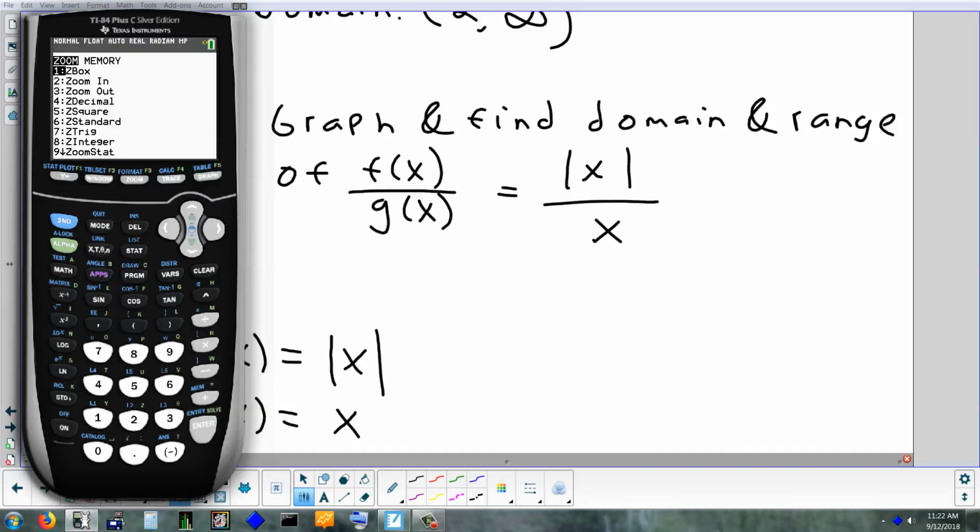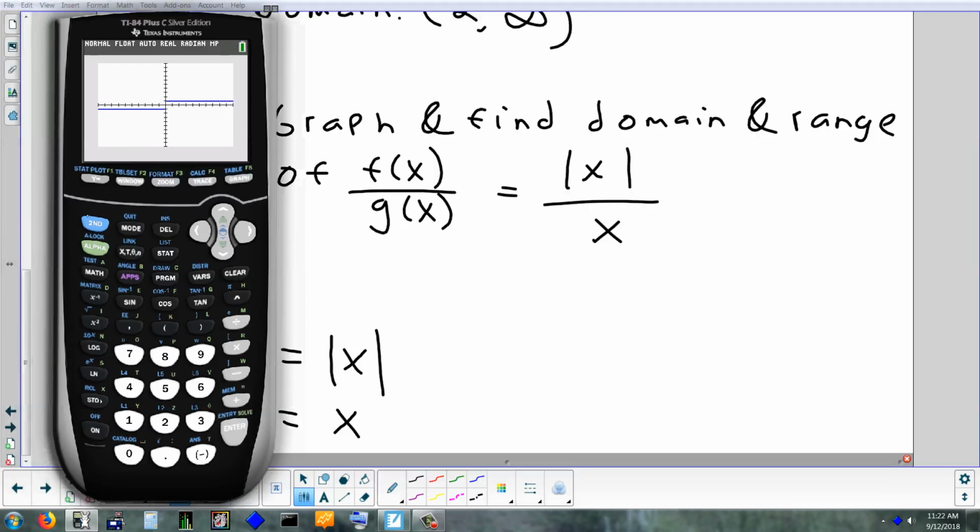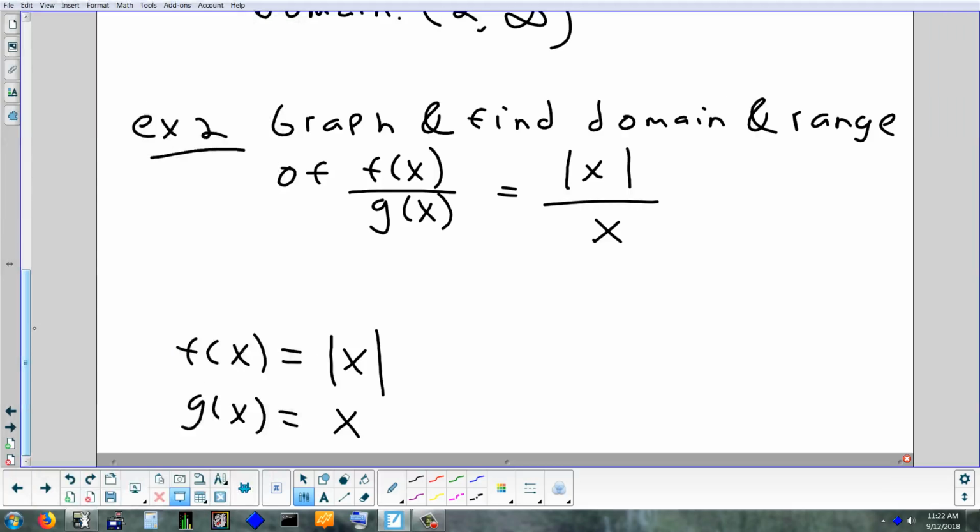So we've got absolute value of x divided by x. Let's just do zoom 6. And there's your graph. Notice if you're less than 0, the answer is always negative 1. If you're more than 0, it's always positive 1. That's what I was trying to show you with examples. So, domain, all reals except 0.